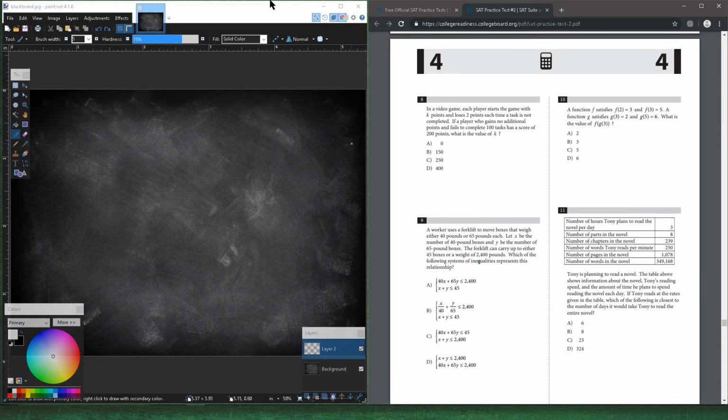A function f satisfies f of 2 is equal to 3 and f of 3 is equal to 5. A function g satisfies g of 3 is equal to 2 and g of 5 is equal to 6. What's the value of f of g of 3? So you want to work inside and then out. First we want to find g of 3. g of 3 is equal to 2. So this would just be equal to f of 2. So what is f of 2? f of 2 is 3. So the answer is just B.